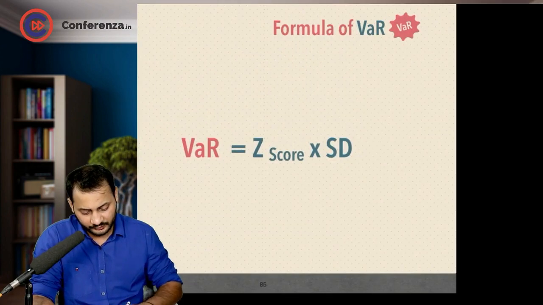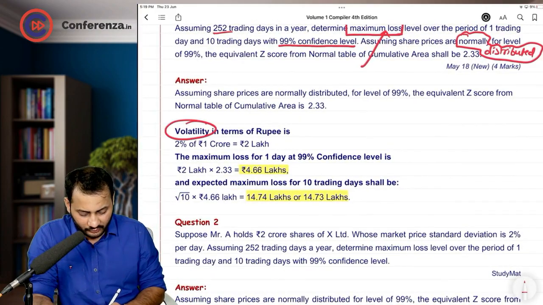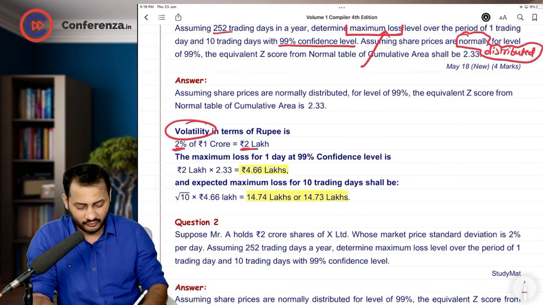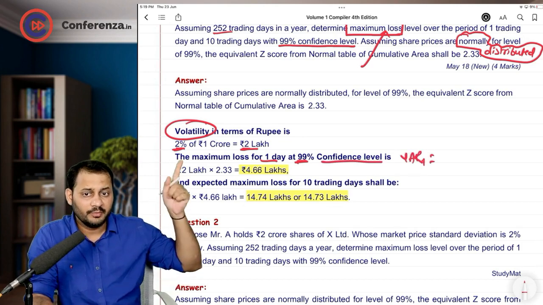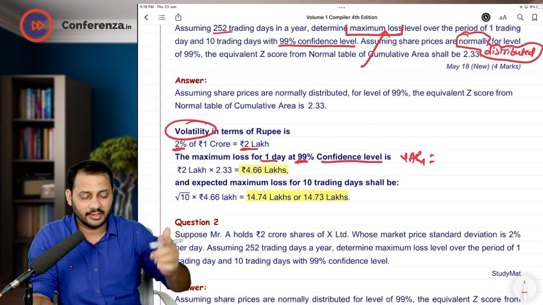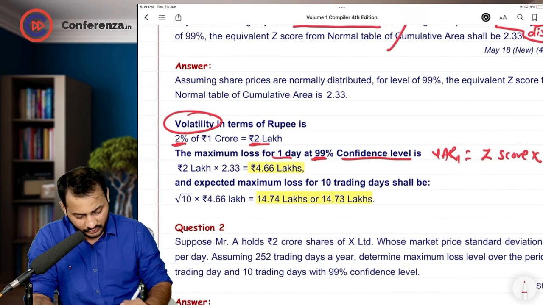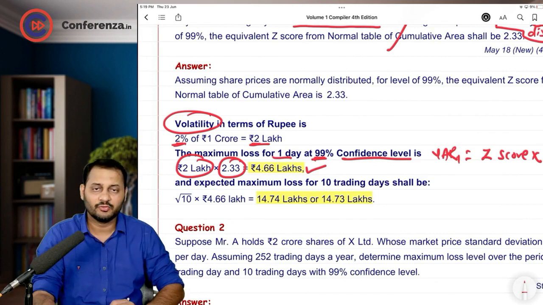Let's come down to the compiler. You can clearly see first we calculated the volatility, that means standard deviation, which is 2 lakh. Okay. Then the maximum loss for 1 day at 99% confidence level is VAR 1 is equal to, let's write down the formula. Please write down the formula. Formula is not written in the answer, so you should write down the formula here. VAR is nothing but z-score multiplied by standard deviation. So z-score is 2.33, standard deviation is 2 lakhs. So 1 day is 4.66 lakhs.